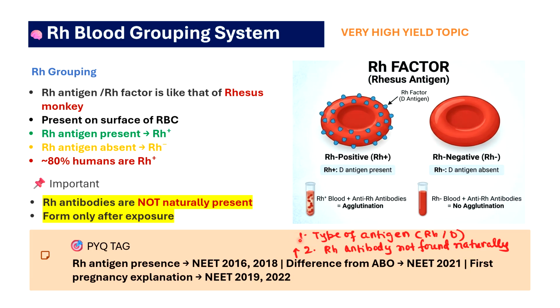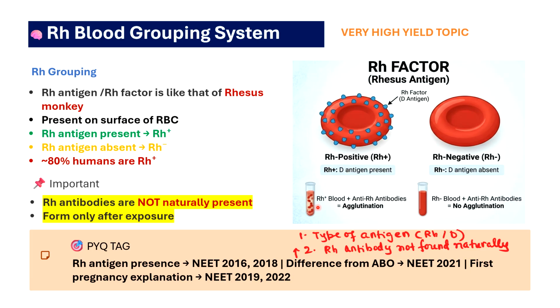Second, naturally, if you see the ABO blood group, they have the antibodies in them, but RH antibodies are not present in a person naturally. They are formed only if a person is exposed to RH antigens during blood transfusion. So these are the differences with respect to the ABO blood group.